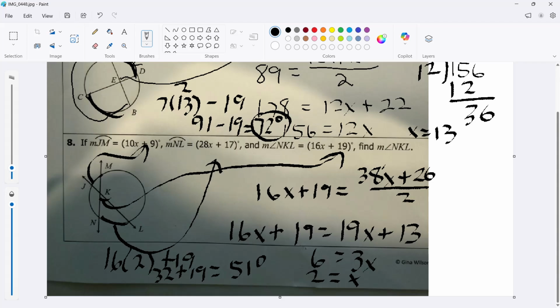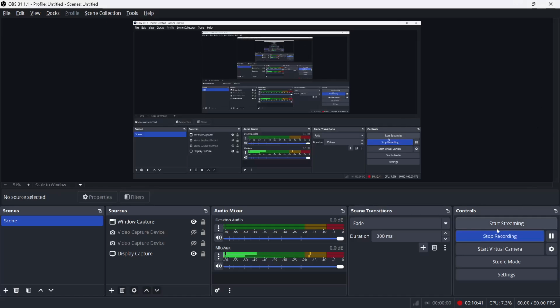And that's it. Let me just double check. I want to make sure that if angle NKL is 51, the arcs should add to 102. So 28 times 2 is 56 plus 17 is 73. And then the other one is 10 times 2 is 20 plus 9, which is 29. 73 plus 29 is 102. Then I divide that by 2 and I get 51 degrees. So there it is.